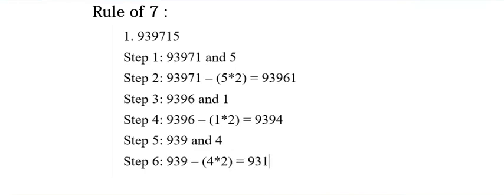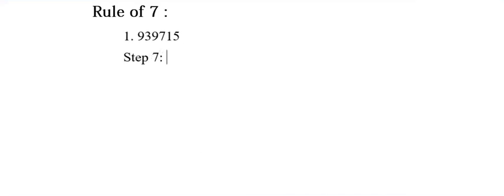Now we'll go for step number 5. So step number 5, we'll take 939, and the remaining will definitely be 4. I'll write 4 here. Now step number 6, we'll take 939 minus, the remainder is 4 into 2. So what is 4 into 2? That is 8. So 939 minus 8 will give me 931. Now remember this number, 931. Now 931 can be written as what? Step 7: 931 can be written as 93 and 1. Now step number 8.